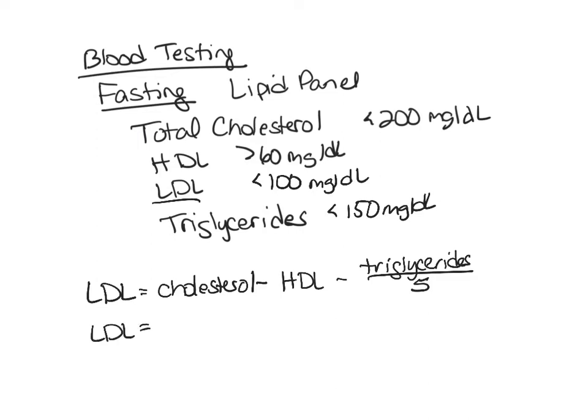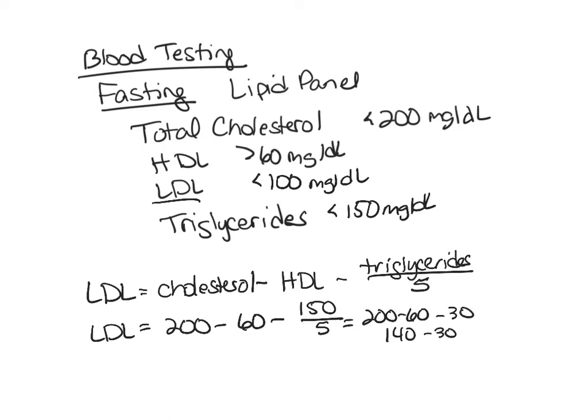If we have a cholesterol of 200, and we subtract the HDLs, which is 60, and we subtract the triglycerides divided by 5, which we'll say is 150 divided by 5, we get 200 minus 60, which is 140, minus 30, which is 110. So in this case, a person would have 110 milligrams per deciliter of LDLs. And according to this chart here, the LDLs would be slightly elevated.